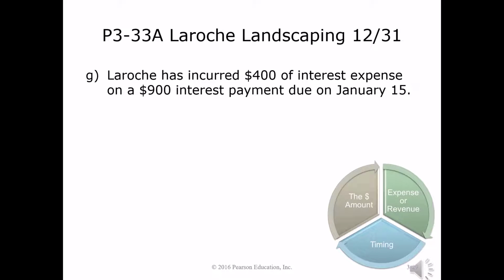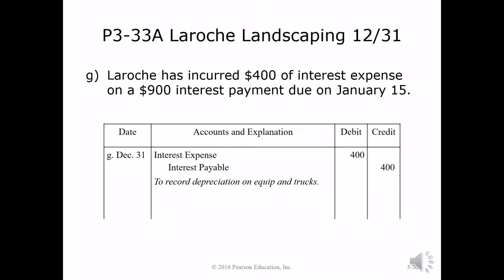The timing: the actual interest payment is not due until January 15. If we made that payment on January 15 without an accrual adjustment, then our December expenses are not going to reflect the correct amount for December, and our January expenses are not going to reflect the correct amount for January. We need to determine the amount, which they've told us, of $500 that needs to be expensed in December, even though it will be paid in January. Our journal entry is interest expense debit and interest payable credit.